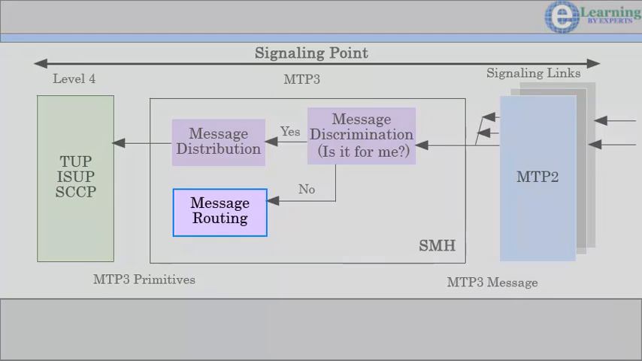Routing takes place when it has been determined that a message is to be sent to another node. In the case where a node transfers the message, the DPC from the incoming message's routing label determines the route to the destination.